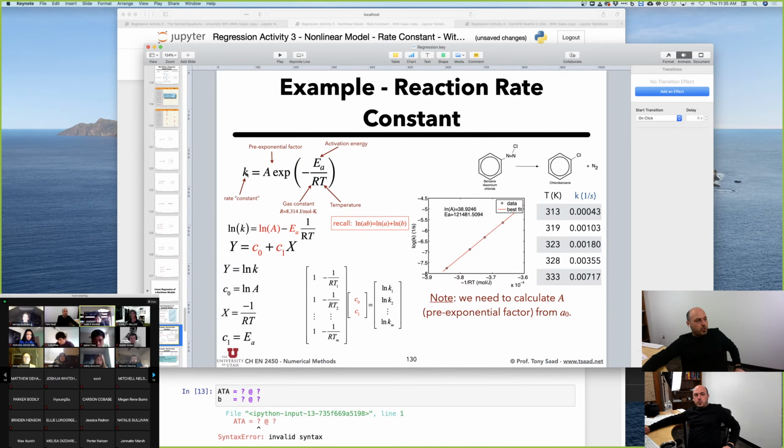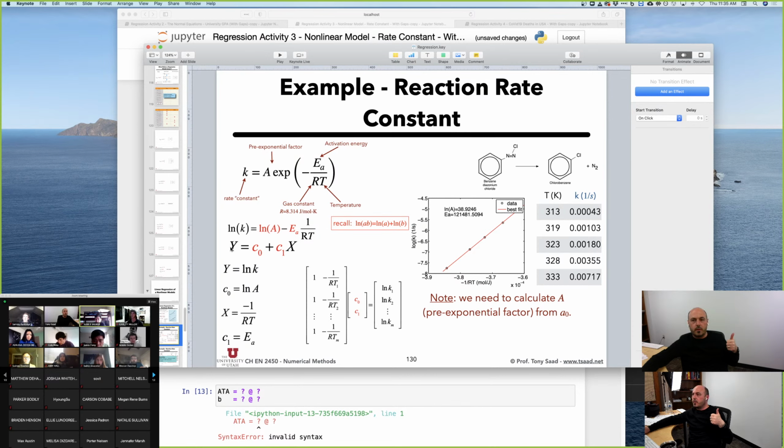So remember, our original model was k = A e to the minus EA over RT. We can't fit that with linear regression. We can do it with nonlinear regression. We'll learn that later. But with linear regression, we cannot do this. We have to first transform it. So we need to take the logarithm of both sides so that this is the new equation that we are solving.